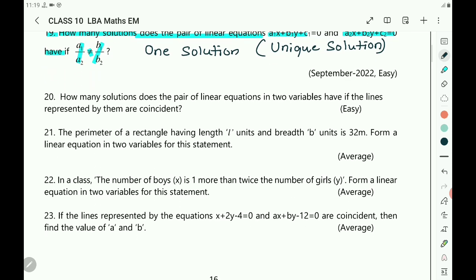Then question number 20: how many solutions does the pair of linear equations in two variables have if the lines represented by them are coincident? If the lines represented by the pair of linear equations in two variables are coincident, the number of solutions is infinite. What is the answer? Infinite number of solutions.